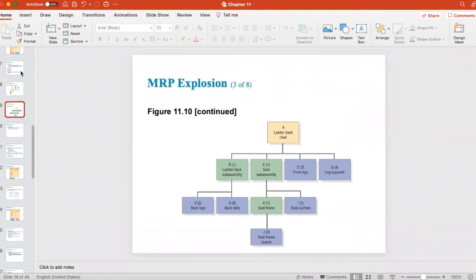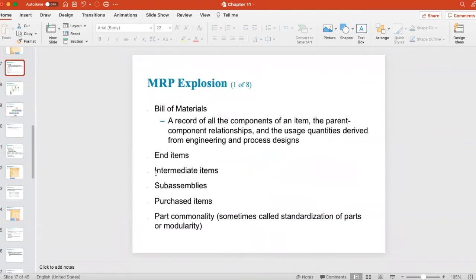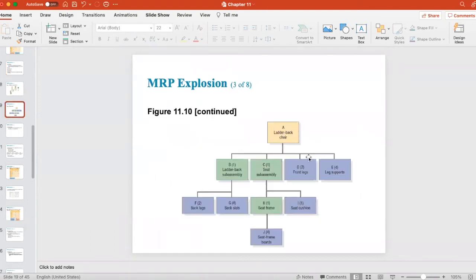Now let's move on. The next one is called intermediate items. Very simple. An intermediate item represents every item that plays both the parent and the component role within this whole MRP system. Now let's look at this structure again using this example. It's very straightforward: B, C, and H, these three items, play both the parent and component role. Why?